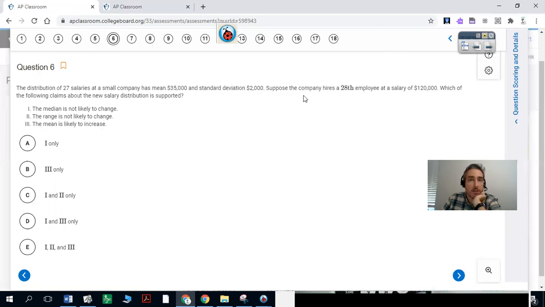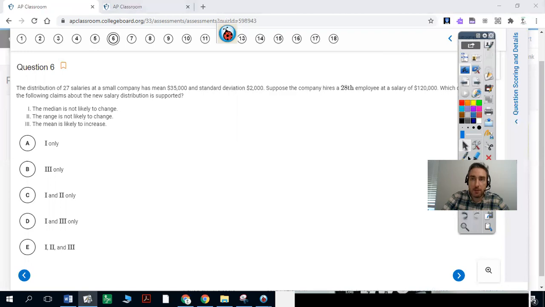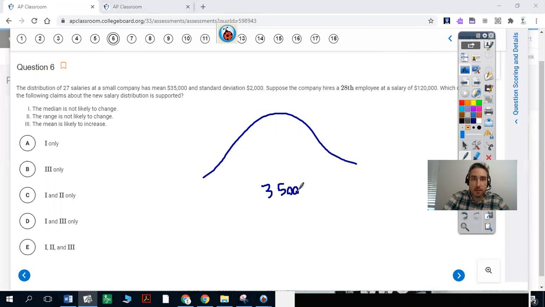So if you have this really high employee with a relatively small standard deviation, remember that even if this is not skewed, even if it's normal, if you got 35,000 as your mean, if we're only going 3 standard deviations out, that's 37, 39, 41. You got this person here, that's going to pull the mean in that direction. So that mean is going to increase, but the range, well, that'll increase for sure because the range is going to include the highest minus lowest. So those are both true.